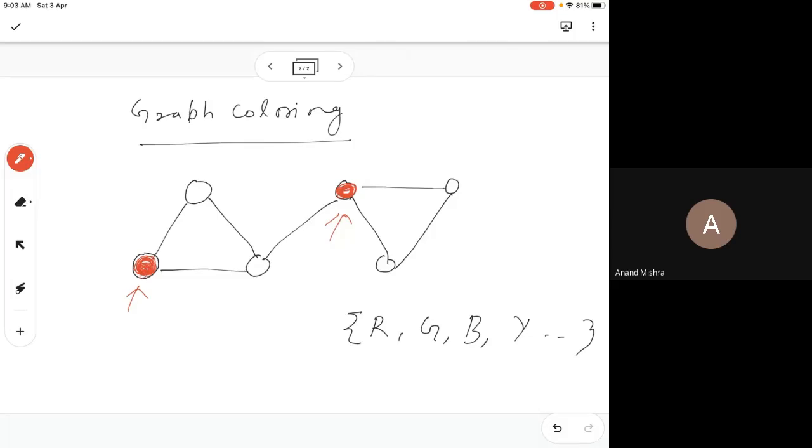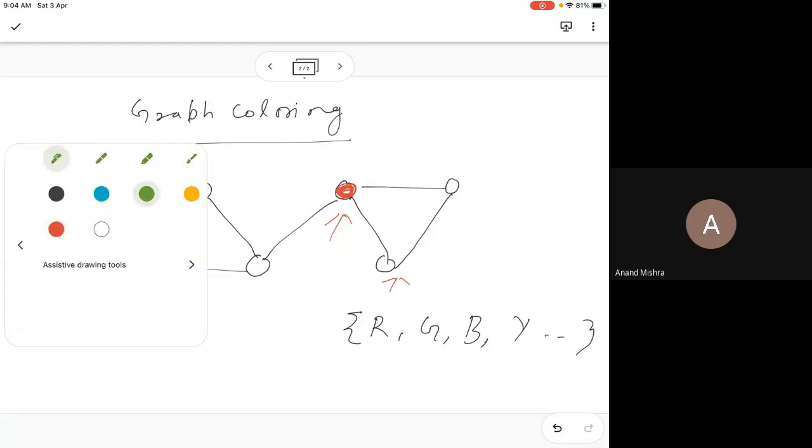Next, I again choose a node at random. So maybe let's say I choose this one, and then I will see whether the neighbors are colored. If neighbors are colored, whatever is colored, I will not use that color, but I will use the next available color. For example, in this case, red is already used by one of the neighbors, this one. This is the neighbor which is already using red, so I cannot use red. So the next available color for me is green. So I need to use green. Let me use green here.